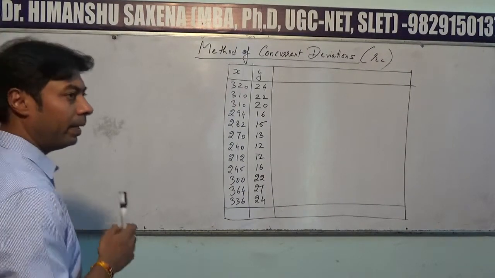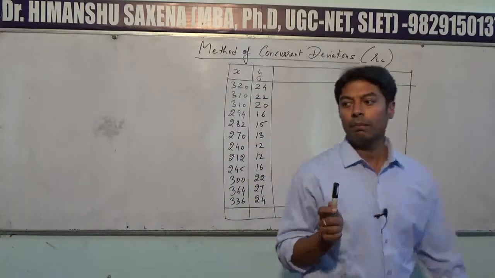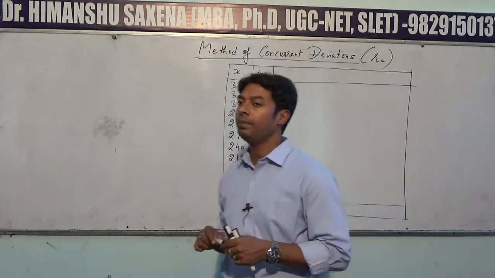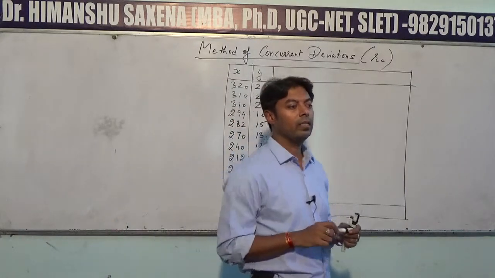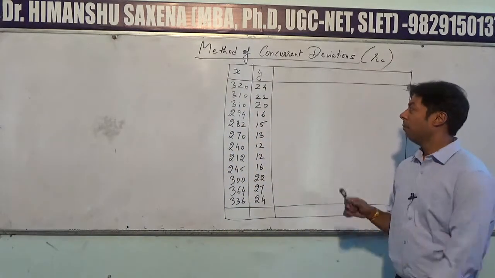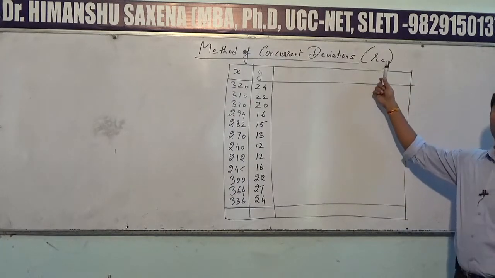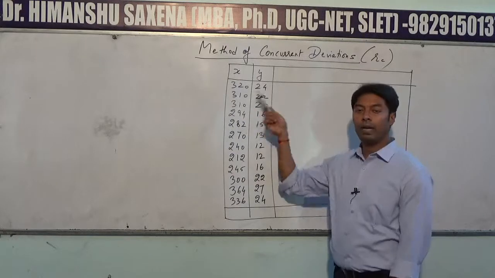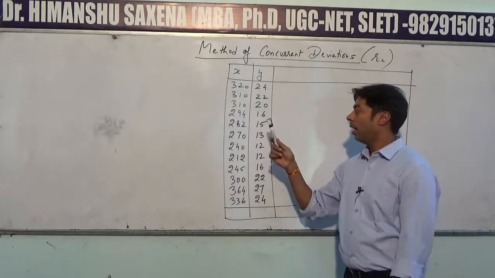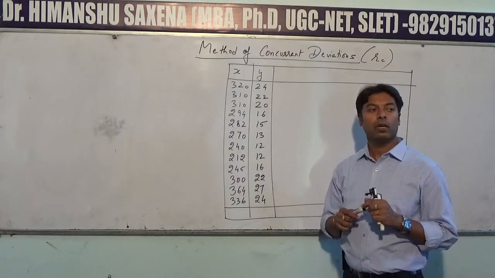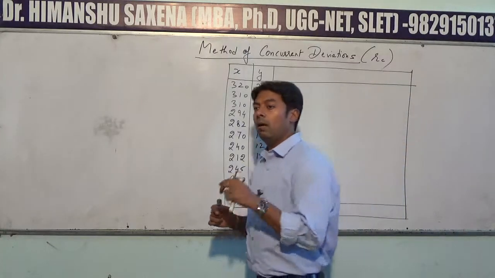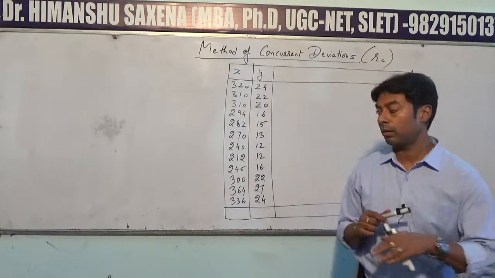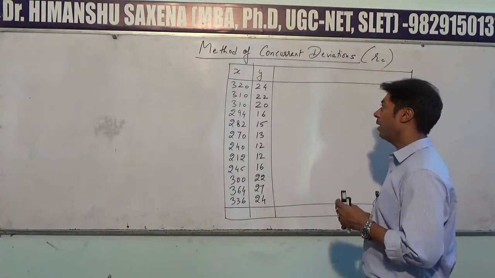Okay, so the topic of today is method of concurrent deviations. Now this is the last one as far as the correlation chapter is concerned. Method of concurrent deviations is denoted by RC, and we are taking up this example whereby two series are given, and now you have to calculate the coefficient of correlation by using method of concurrent deviations. Now see how you are going to calculate it.